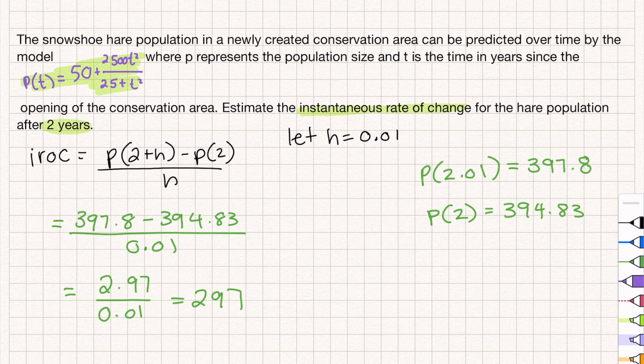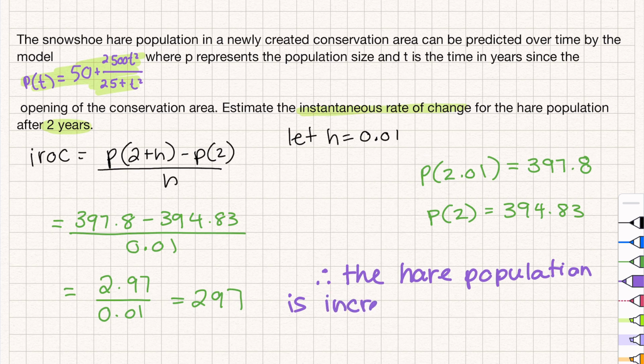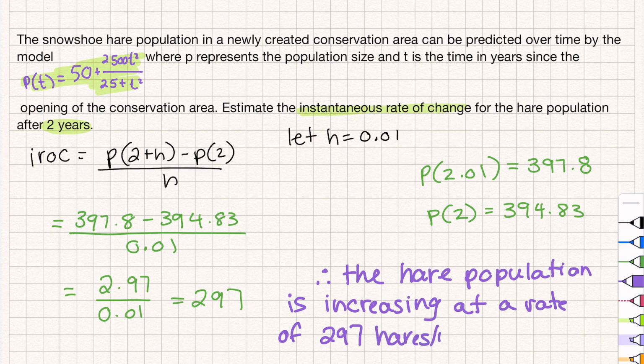So what would we say for a final statement? We'd say, therefore, the hare population... how is it changing? It's increasing because it's a positive value. So it's increasing at a rate of 297 hares per year after 2 years.